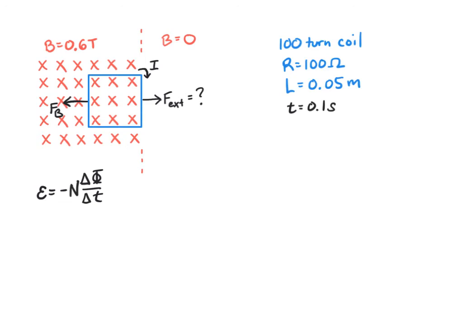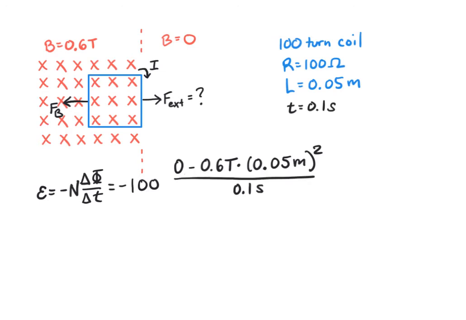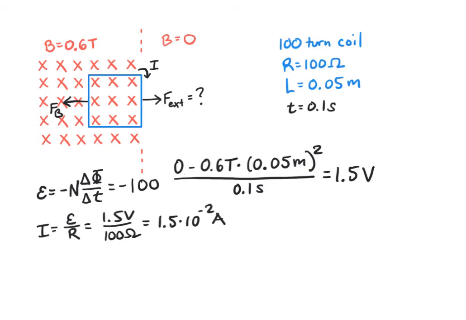Now we can start plugging things in. N is 100. Delta phi, the change in flux, is the final flux minus the initial flux. The final flux is 0, since once it's out of the magnetic field, there's no more flux through it. And the initial flux is 0.6 Tesla times the area of our square, which is 0.05 meters squared. And the time it takes for this change to occur was given to us as 0.1 seconds. This gives us an induced EMF of 1.5 volts, and we can calculate the current generated by this induced EMF as the EMF divided by the resistance.